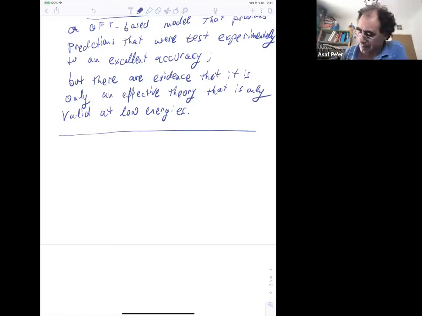Okay, but that leads us to the next. We're still in the preliminary stage, but we start to get a little bit more to the technicalities. So the next subject I'm going to speak about is called natural units.